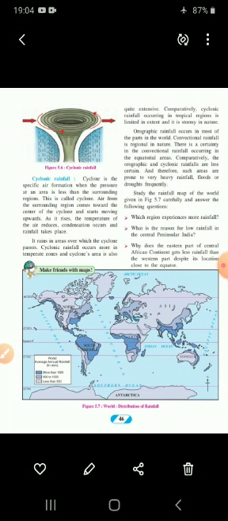The same condition is applied in the Central African continent also. Understood? So there are some parts of the world that don't receive any type of rainfall due to this condition. Understood?